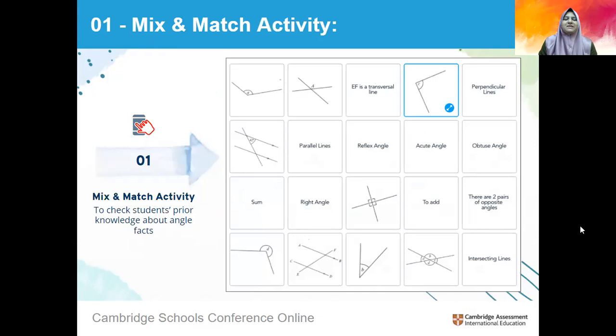So the first one, the mix and match activity. I just have to upload images, for example, this one about angle facts, and then write all the names of the angles, and I can set the timer as well. Nearpod allows you to do that. 2 or 3 minutes, and students try to match it. And the best part is the system allows the students to try more than one time, and you will see it in your report: how many tries your students have done, and at which point they got the highest mark.